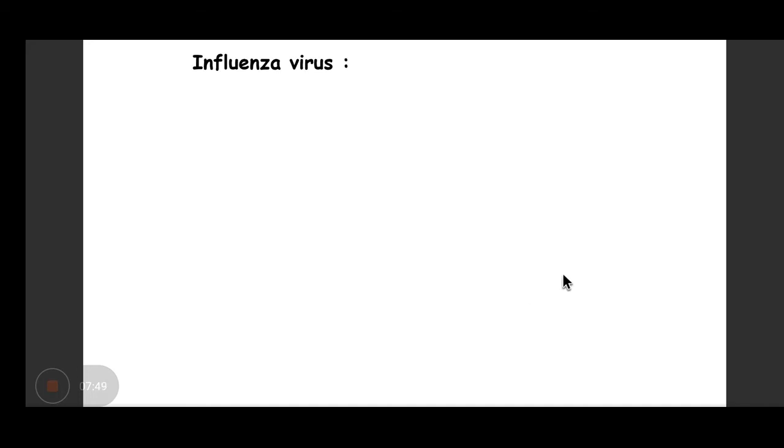infected cells. Now, coming to the influenza virus, this will be a little bit of recapitulation of your previous lecture, upper respiratory tract infection, because we discussed influenza virus there also, and some aspects which we didn't cover at that time, we will discuss now.